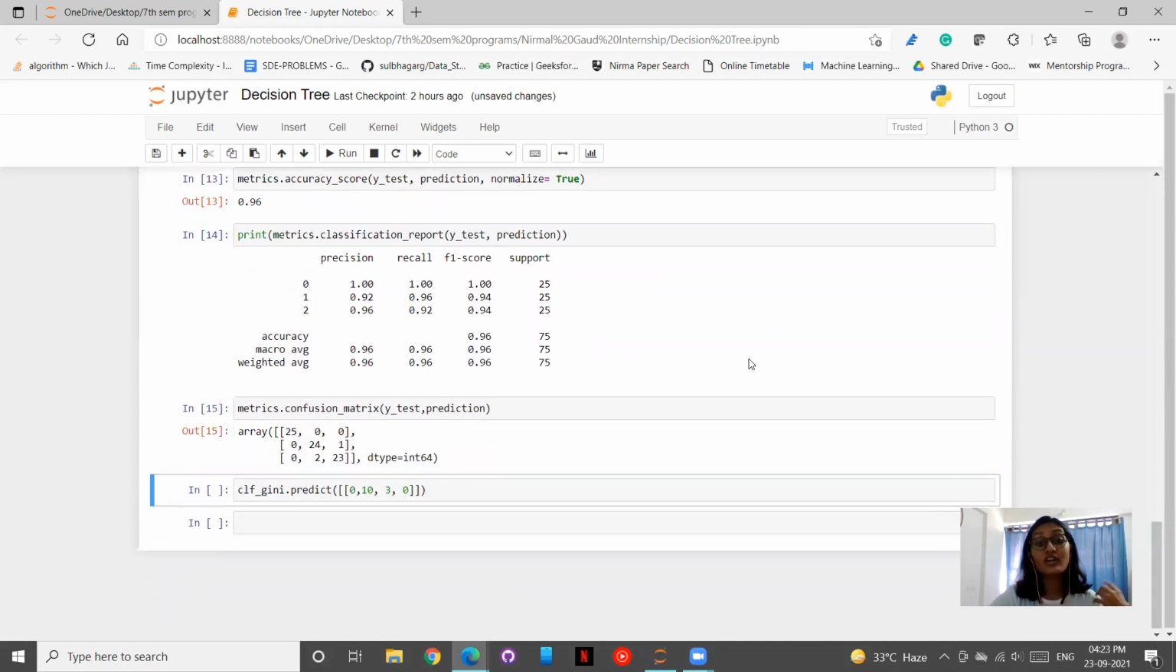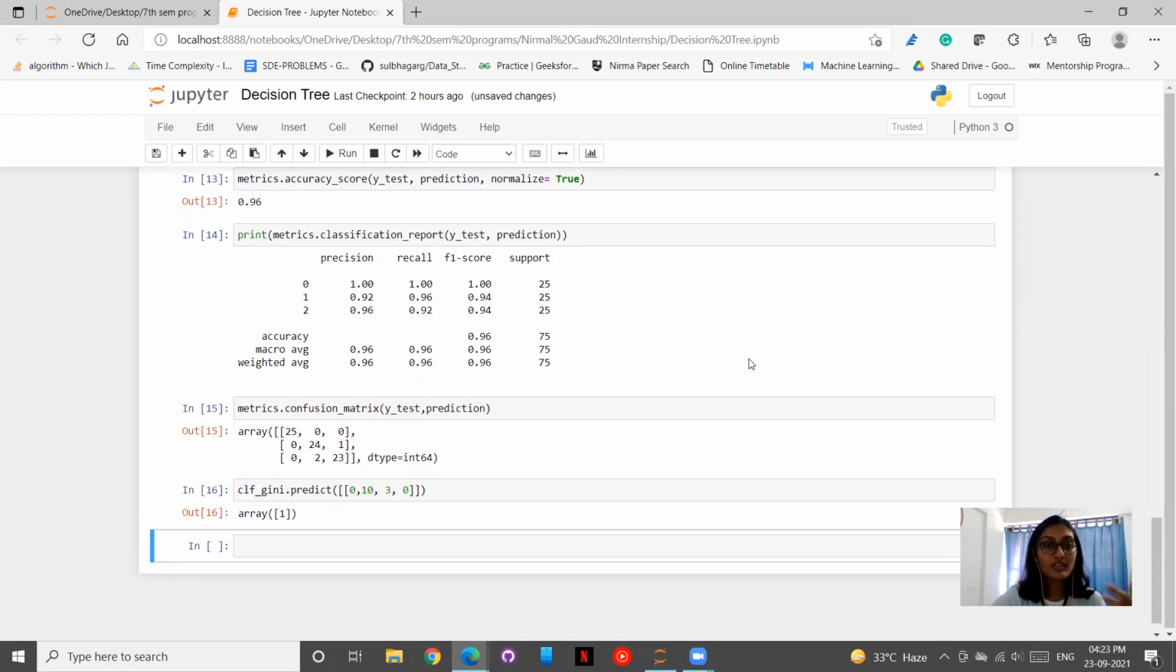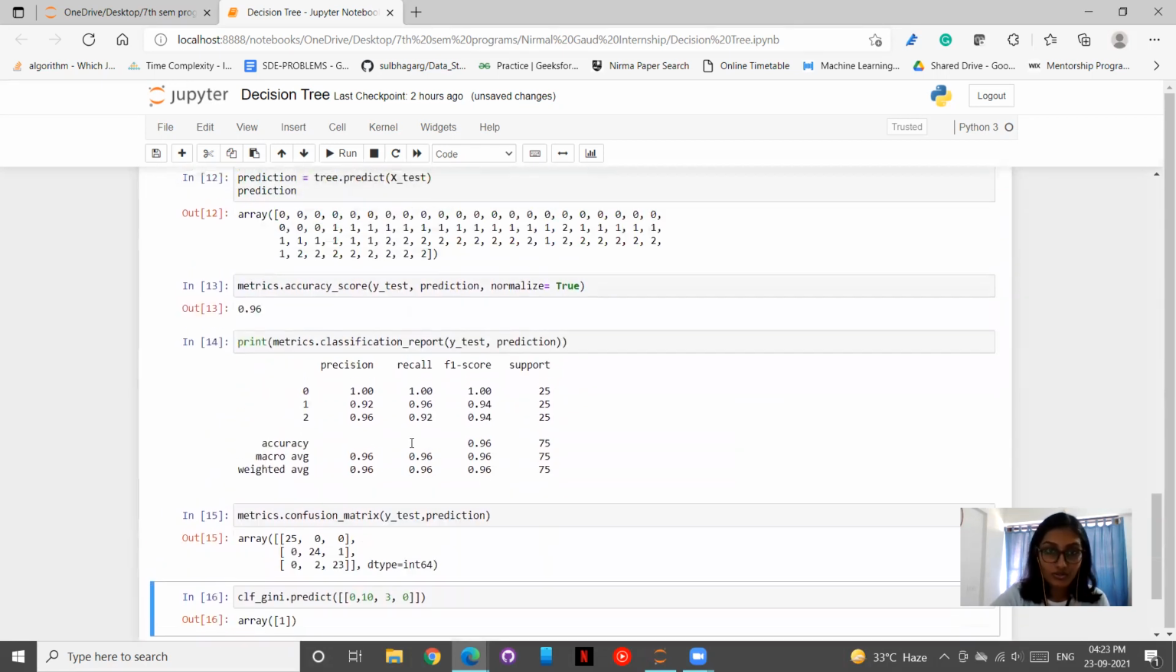Now, what if I give an unknown value to it? Then what will it predict for me? So it is predicting 1, which is the iris versicolor, right? So this is what the whole thing is.